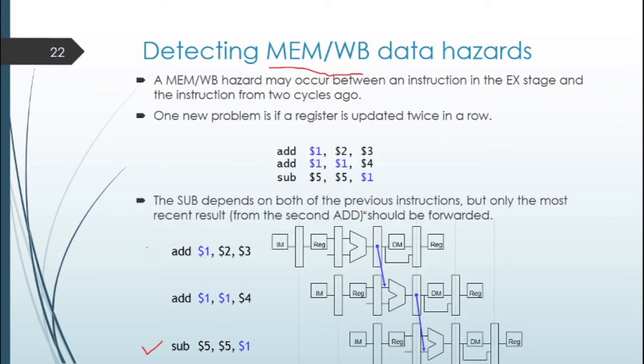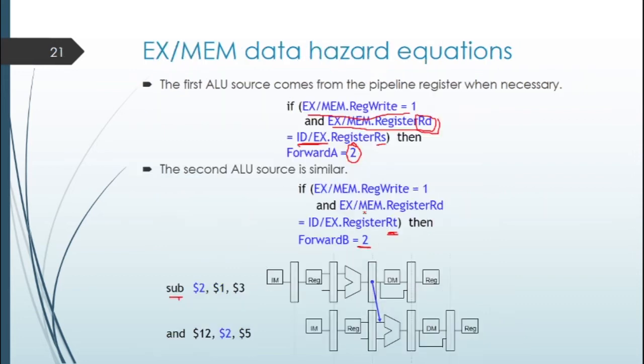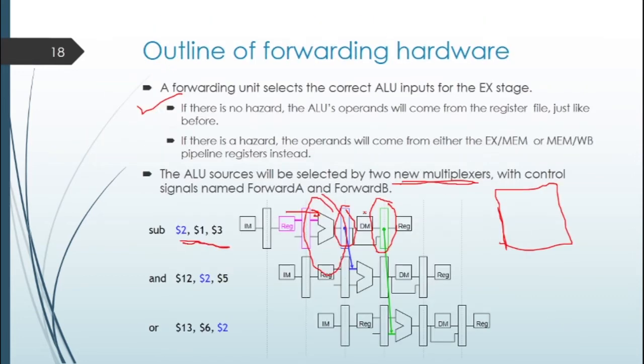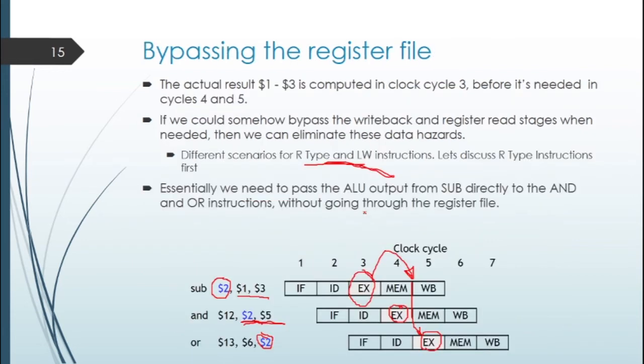Similarly, we have a similar case where the third instruction depends on the first one. It means the first instruction has to be forwarded from MEM/WB.